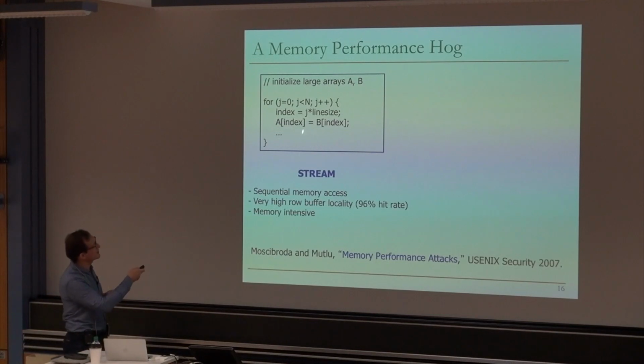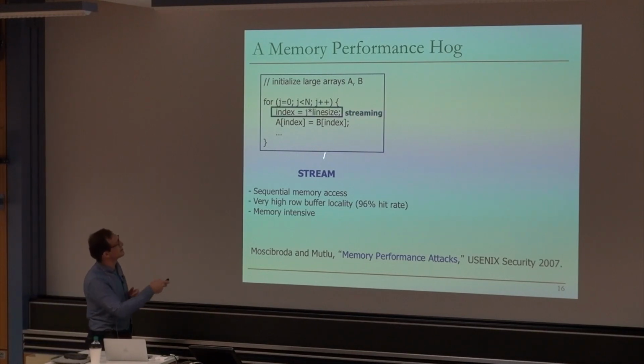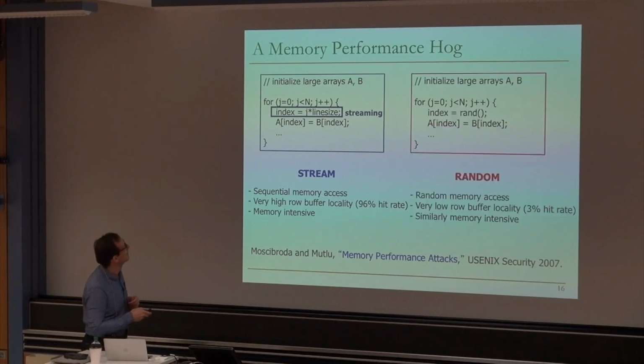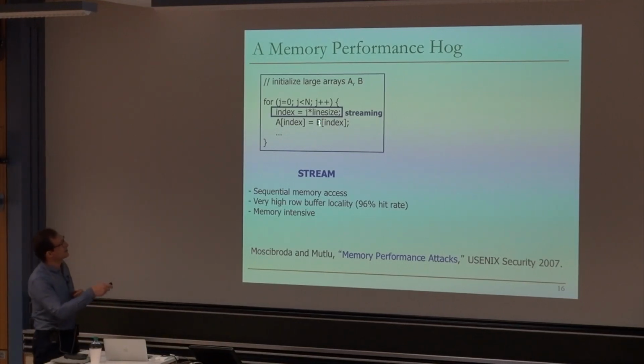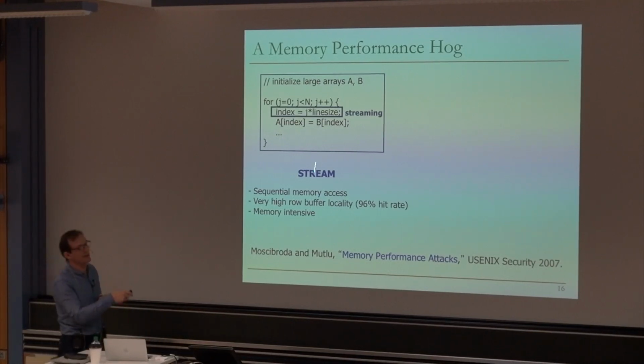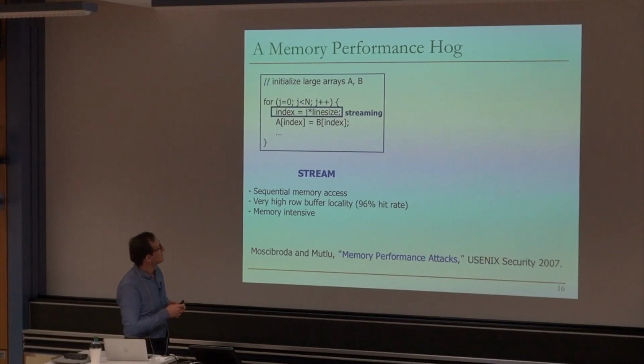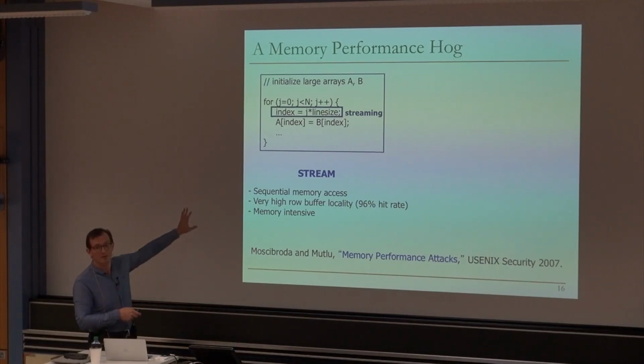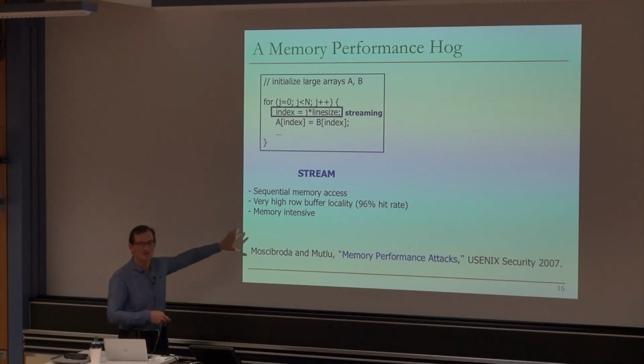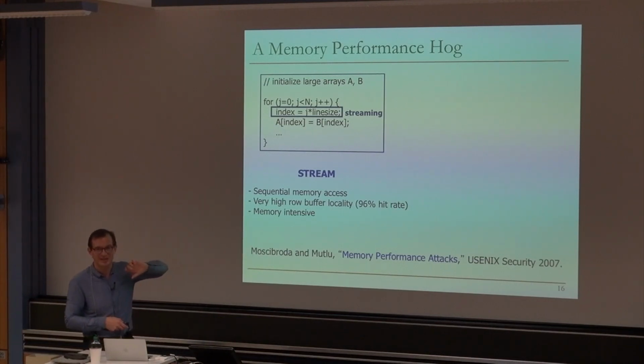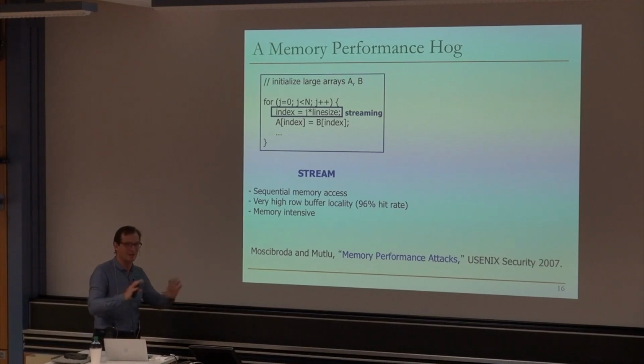So let's take a look at what this does. You basically copy one array to another array in a streaming manner. You can see that the index is streaming, but each access is a cache miss. So you have very sequential memory access in this one, very high row buffer locality, and it's very memory intensive. Now, if you do the control experiment, we call this the memory performance hog. This actually hogs the performance of any other application that is run next to it, assuming you don't have a fair memory controller.